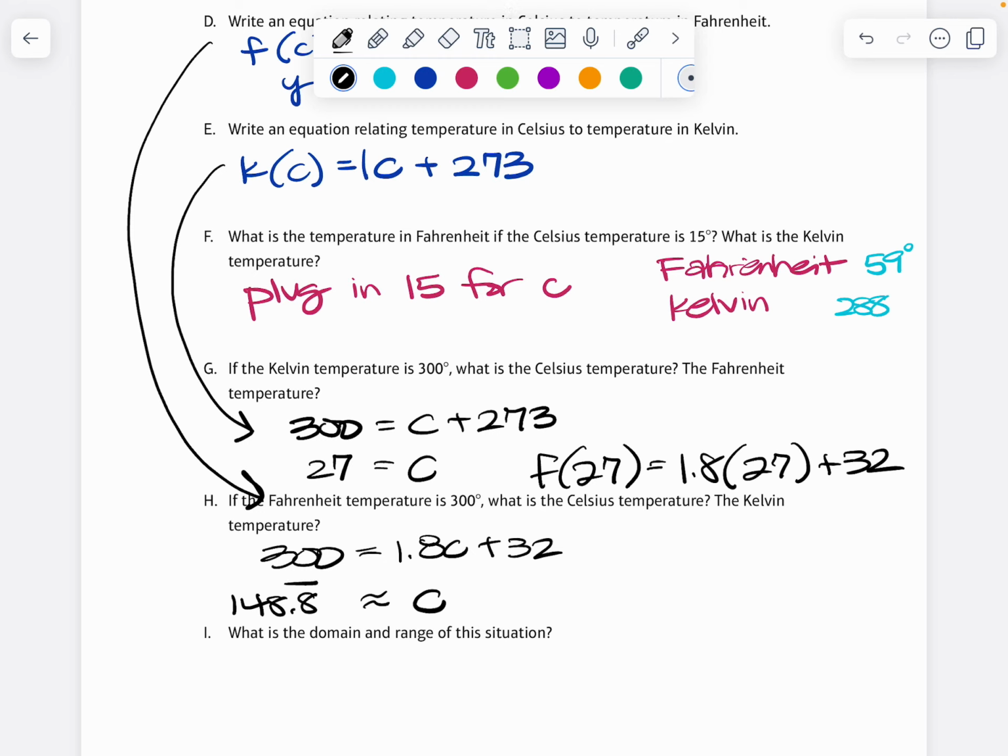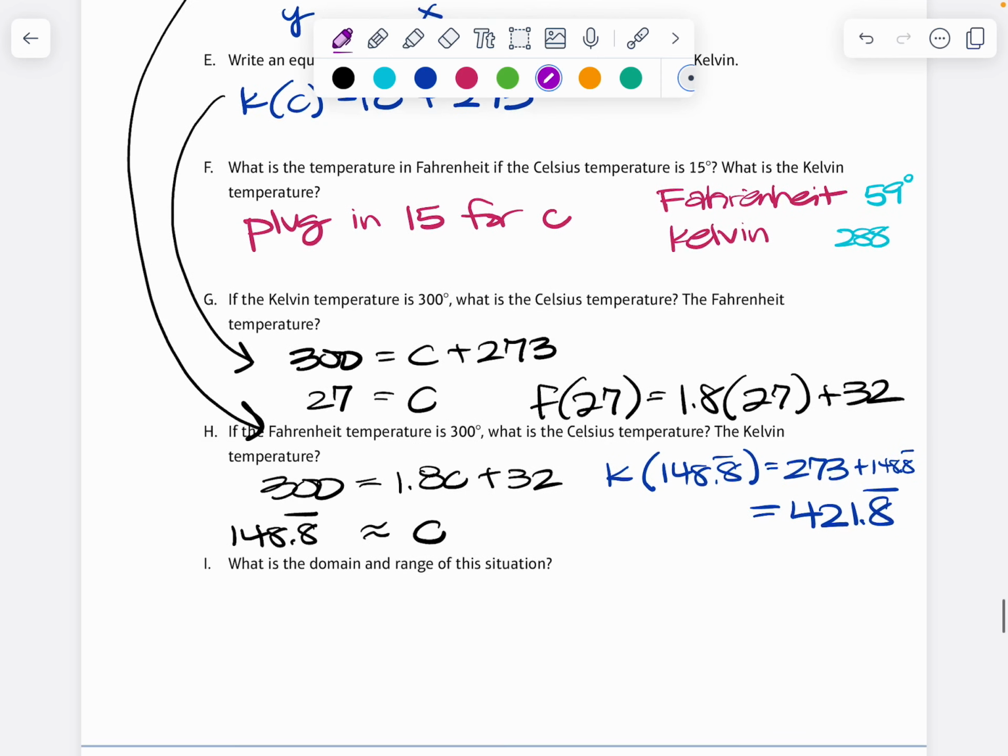Now that I have that, I'm going to use that to convert into my Kelvin equation. So the Kelvin equation is Kelvin of 148.8 equals 273. See how I'm using that? Plus 1 times the Kelvin of 148.8. I ran out of room. That equals 421, repeating 8. Whew! Our final question is I. I like this one better.